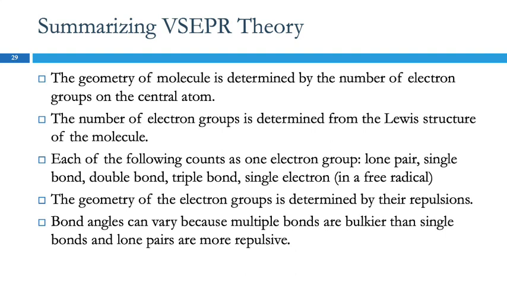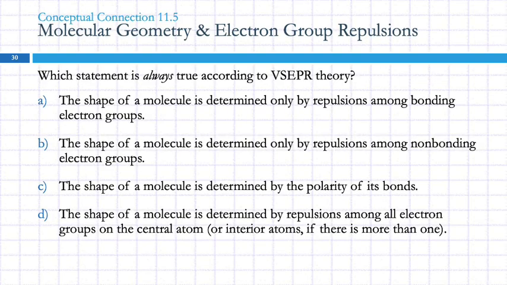This is a nice summary slide. Which statement is always true? The shape of a molecule is determined only by repulsions among bonding electron groups. Whoops, that's not what I thought I had. Bonding electron groups. Determined only by repulsions among non-bonding electron groups. The shape of a molecule is determined by the polarity of its bonds, or by the repulsions among all electron groups. It's going to be D, right? It's all of them.